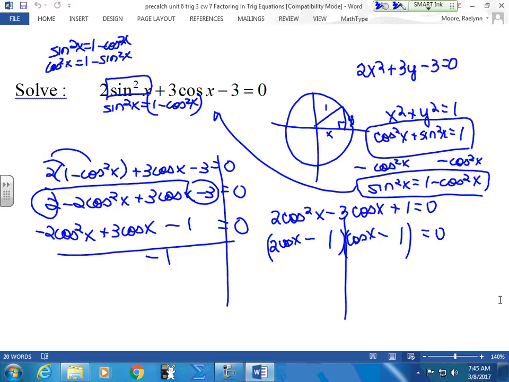So we set this equal to 0. I add 1, divide by 2. I set this equal to 0. I add 1. And now I find my angles. Is this also 4 pi? It just says solve. Okay. So we'll do 4 pi on this one too.